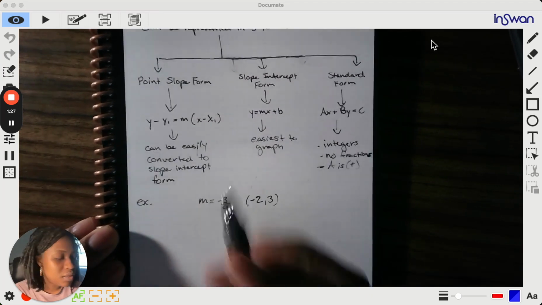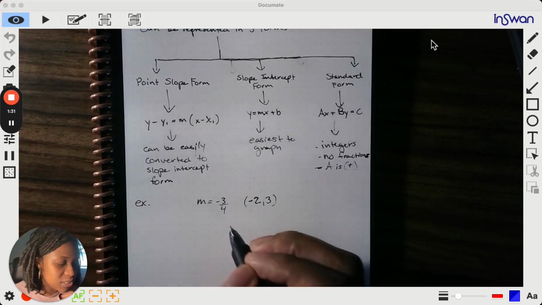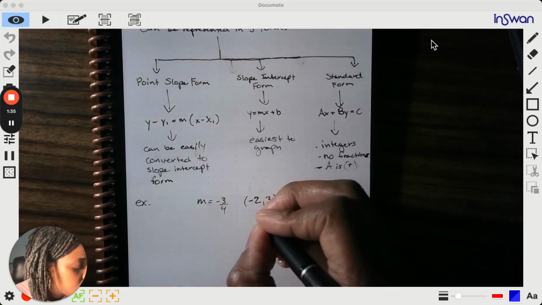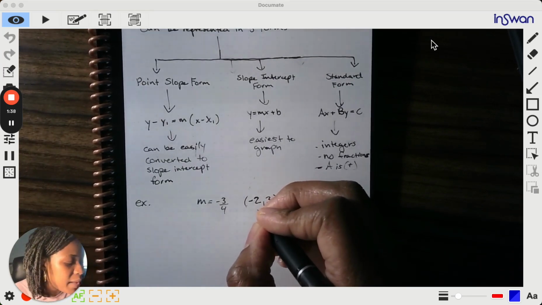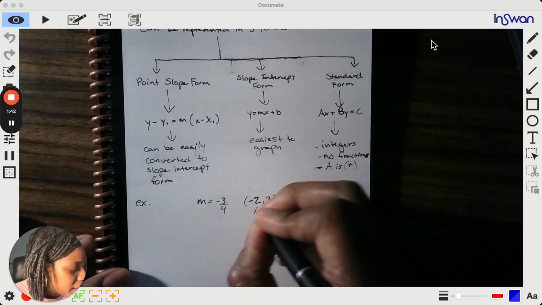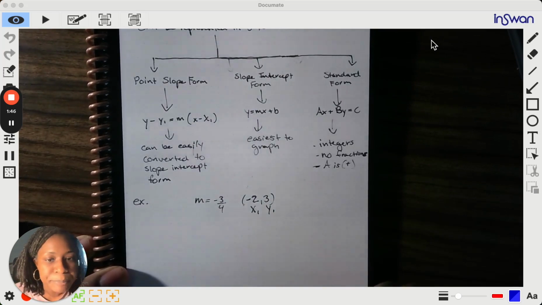Okay, so here's an example. We have m. M is our slope for this one, for a given line. It's -3/4. And we have a point, (-2, 3). First, I'm going to label my x and my y. Now, of course, when we say the alphabet, x comes before y. So x is here, y is here. So this is my x1, y1.